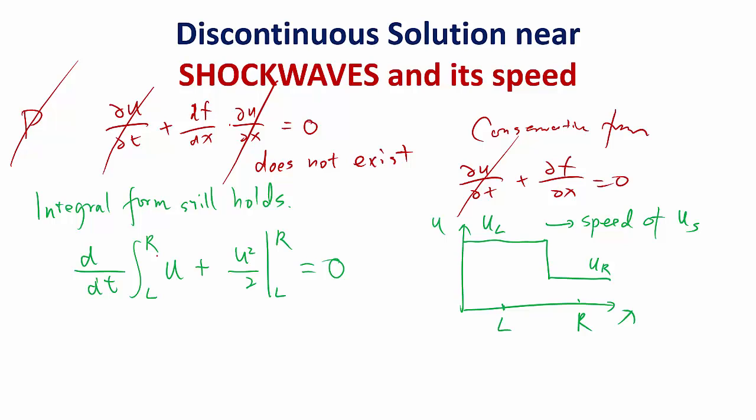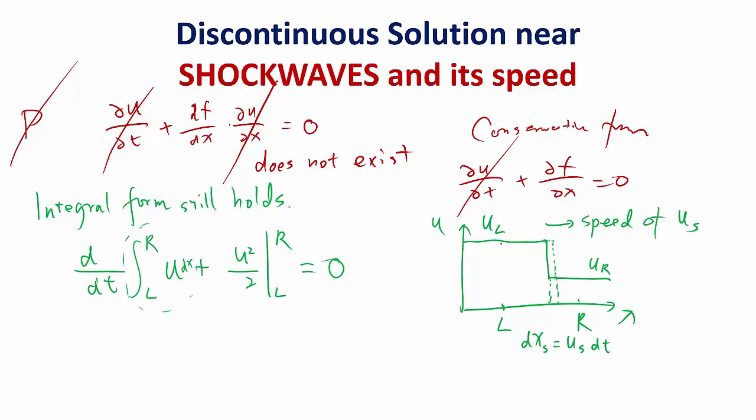After an infinitesimal time, after dt, what would the solution look like? It's going to move a little bit towards the left, or towards the right. And what is the delta x it moves? The x of the shockwave is equal to us times dt, right? So this is how much it has moved. So how much has the integral changed?